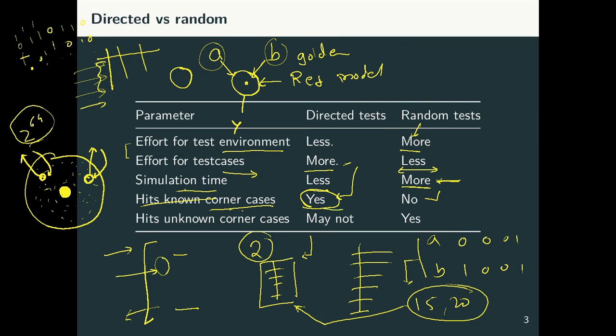And with directed test, if this is my directed test set, I am not going to hit any corner case over here or here. Whereas with the random test, I have a probability of hitting these corner cases as well.